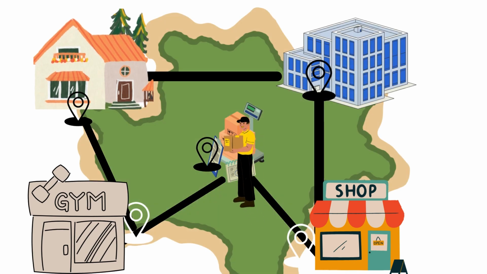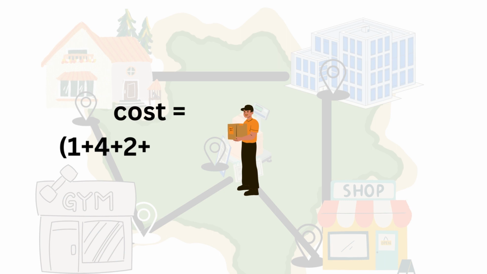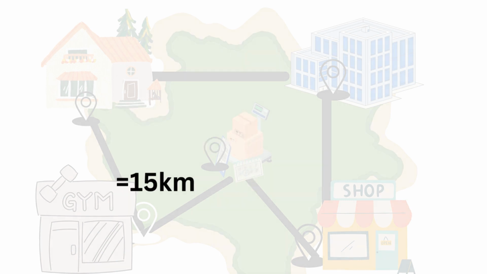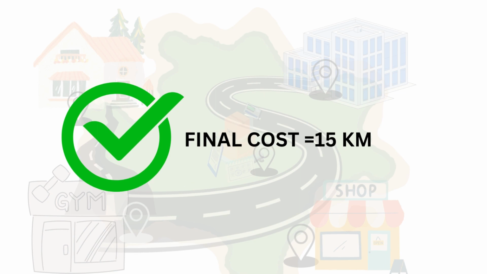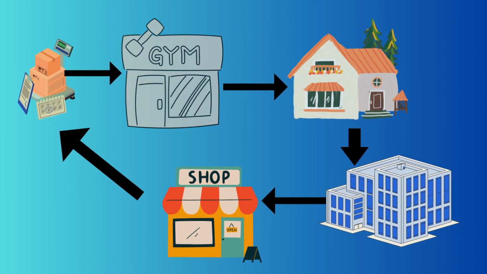Finally, the salesman comes back to the original location, warehouse, with the cost of 5 km. Thus the total cost for visiting all locations and returning back is 15 km. And the shortest path is shown here with minimum cost.